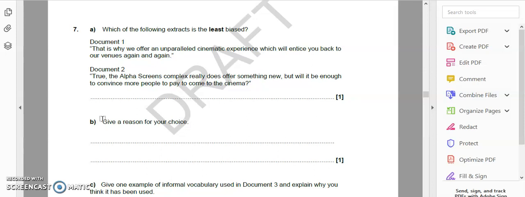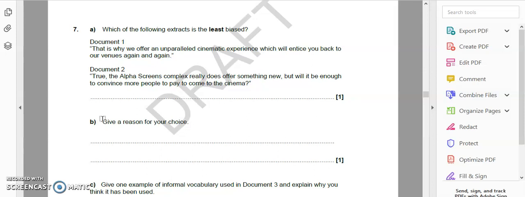So from document 1, that is why we offer an unparalleled cinematic experience which will entice you back to our venues again and again. And document 2 says, true, the Alpha Screens complex really does offer something new, but will it be enough to convince more people to pay to come to the cinema? So, which of these extracts contains the least amount of bias? Pause the video and have a go.